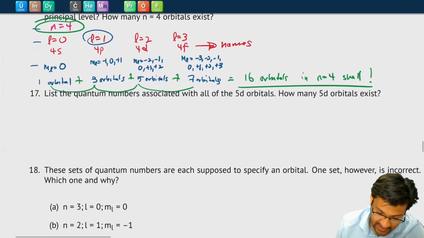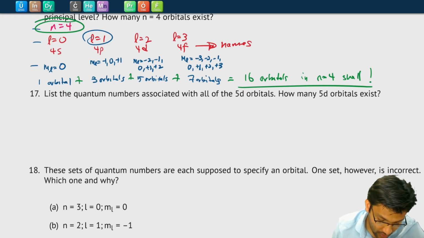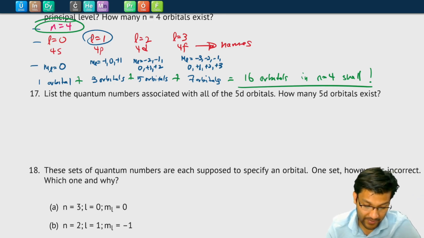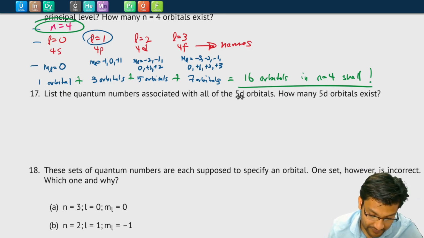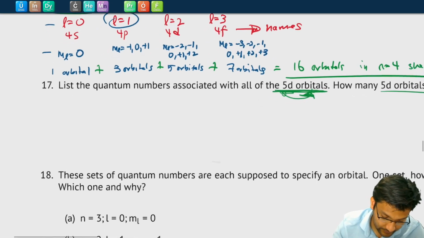Okay, try to do number 17 on your own. Number 17 is asking for all of the different quantum numbers, so that's N, L, ML, and MS, associated with the 5D orbitals. So in the 5D subshell, all of the different labels for different orbitals, and then how many are there? So let's figure it out.